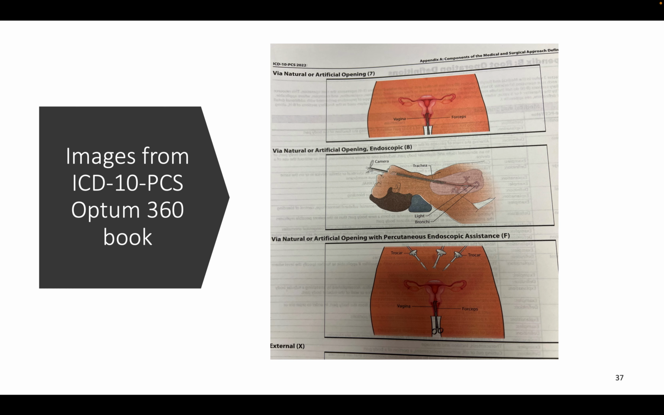And here are some pictures again from my ICD-10-PCS Optum 360 book. The first one is through a natural opening. So we're going in through a natural orifice. The next one is via natural or artificial opening endoscopic. So they like doing an EGD. They're going down and looking. And then the last one is via natural or artificial opening with percutaneous endoscopic assistance. So you've got your trocars looking, and you probably have a visualization up on the screen.